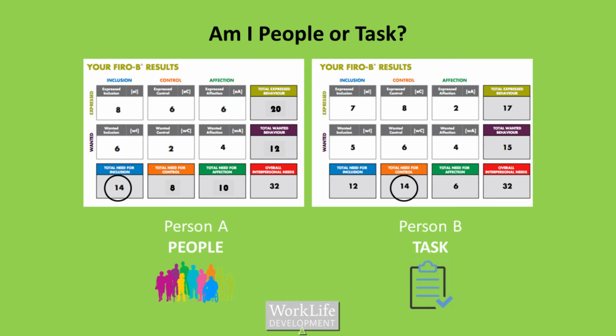Without using the FIRO-B, it is still quite simple to fathom in dialogue with somebody whether they are people or task. People will always associate individual people with tasks and activities, so you'll hear names a lot. Task people will not. They will focus on the tasks and tools and the departments.